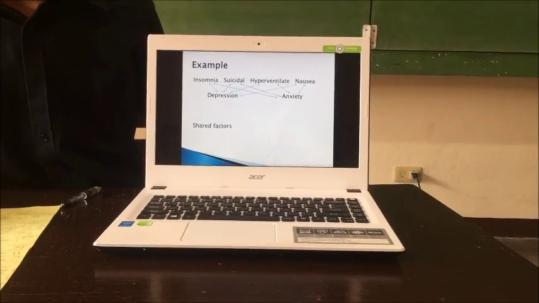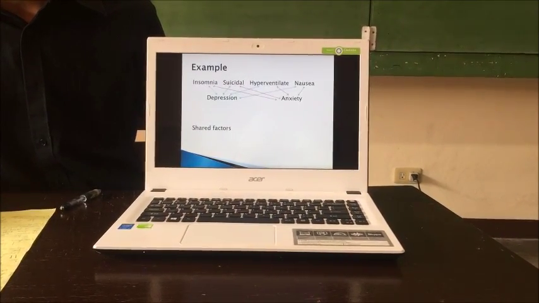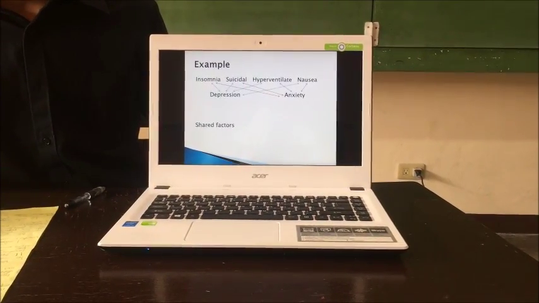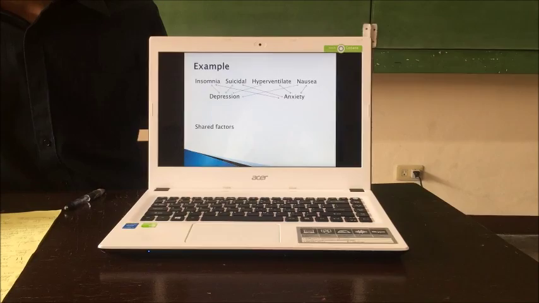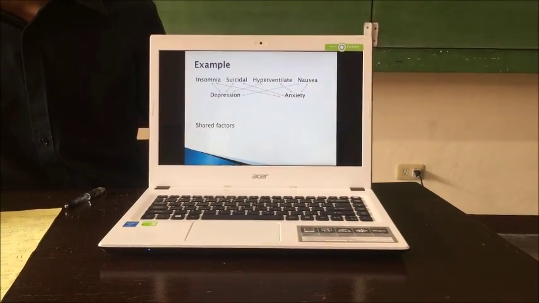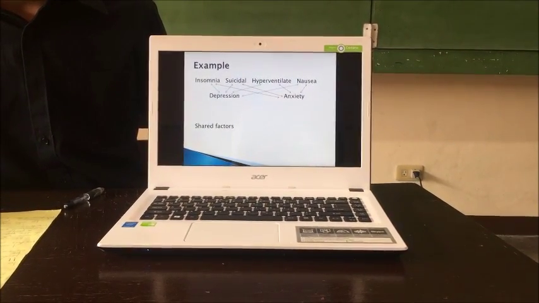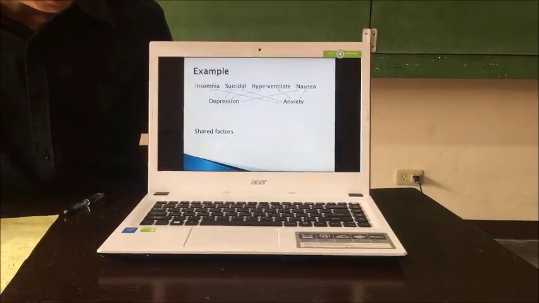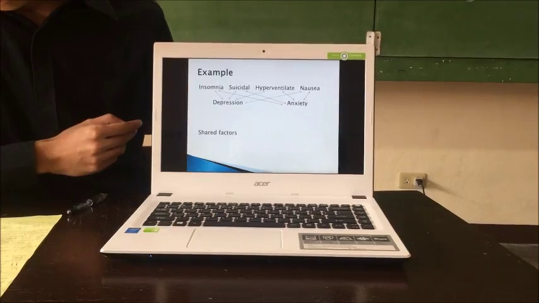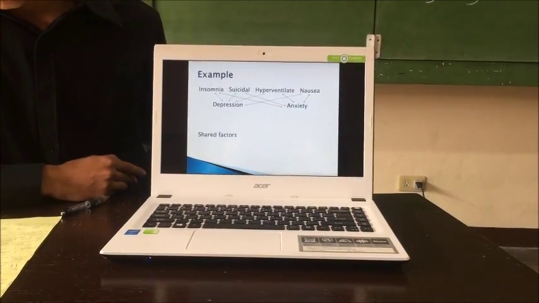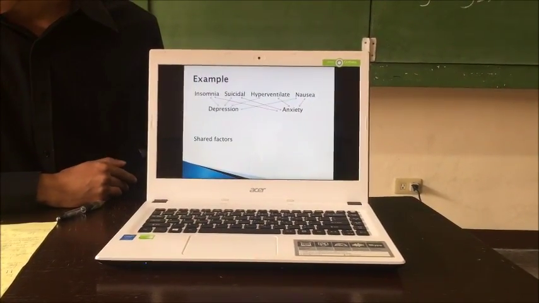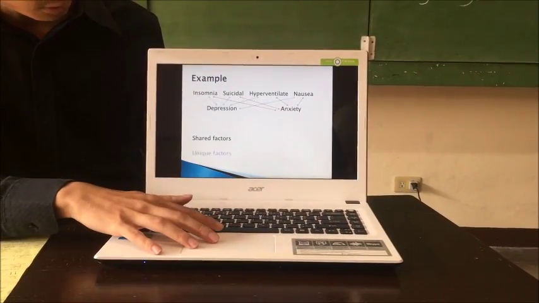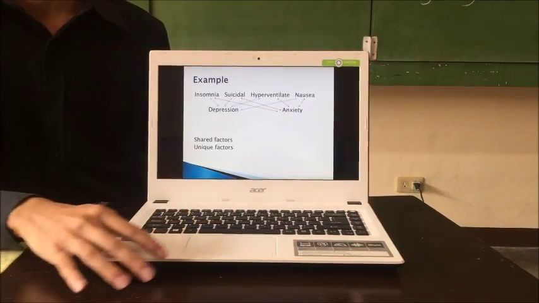We can think of the variance of insomnia across the sample. We try to estimate that there is a proportion of insomnia which is due to the unobserved factors. These are what we call the shared factors. We also suppose that there is a proportion of insomnia that isn't affected by the unobserved factors. This, on the other hand, is what we call the unique factors.